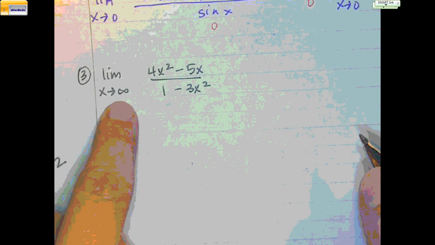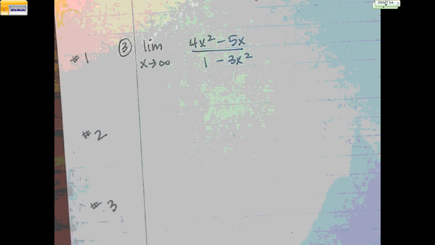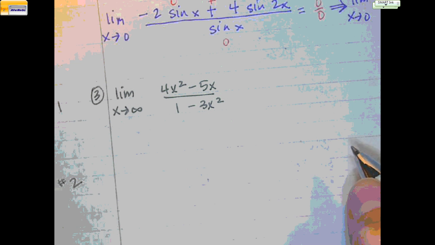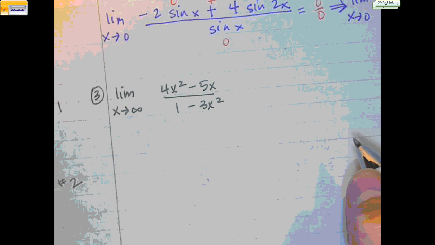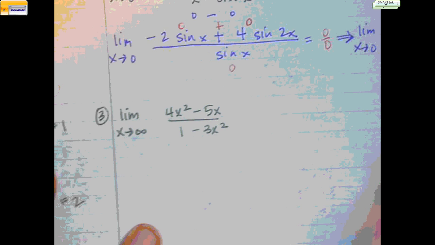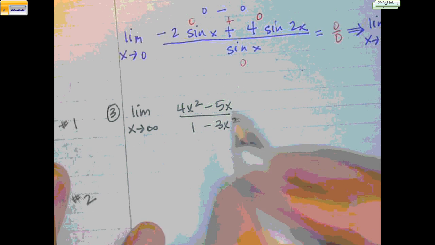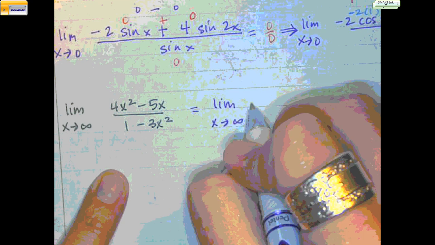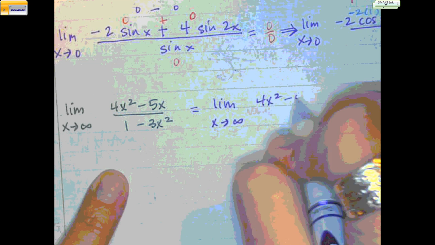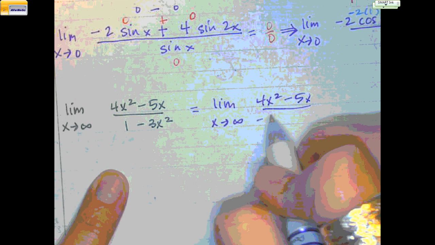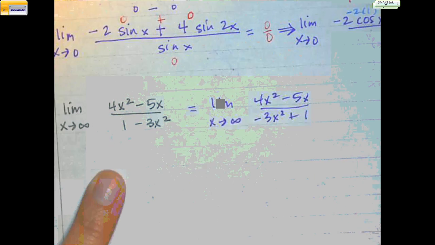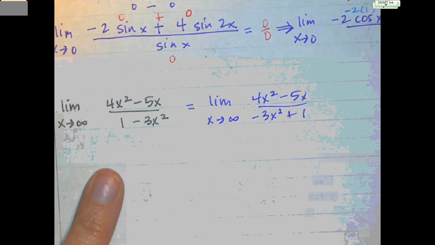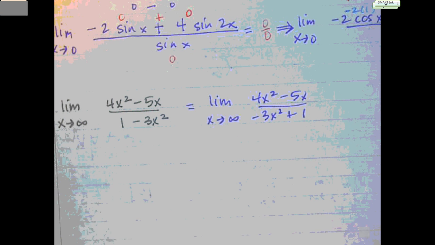Here we go. This little guy here, there are 3 methods, hence the 1, 2, and 3. One method: plug it in. Before you plug this thing in, rewrite it. On the top, you still have 4x squared minus 5x. On the bottom, put negative 3x squared plus 1. That's going to help most of you see that a little bit better. We don't worry about the rest.